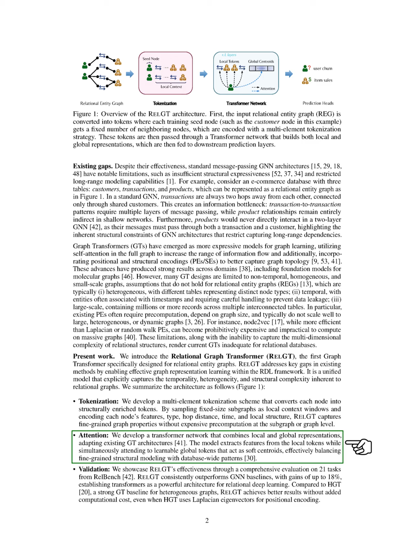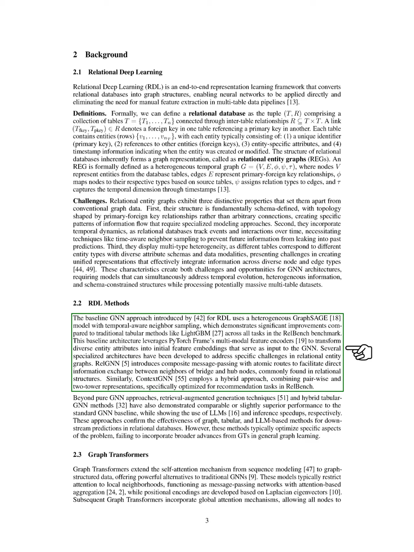We validate RELGT's effectiveness through extensive testing on 21 tasks, showing that it consistently outperforms GNN baselines, achieving significant improvements without additional computational costs. In summary, we highlight the advancements in RDL methods, including the baseline GNN approach that uses a heterogeneous graph SAGE model, which has shown notable improvements over traditional methods.